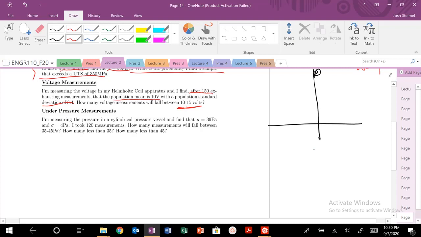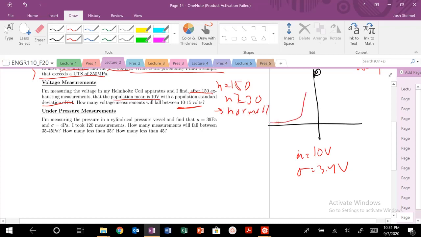So our population mean here is 10 volts. That's our mu. Mu equals that. Sigma is equal to 3.4 volts. We know that n is equal to 150, so n is greater than or equal to 30, so we could do this analysis. We'll also assume that we're normally distributed.